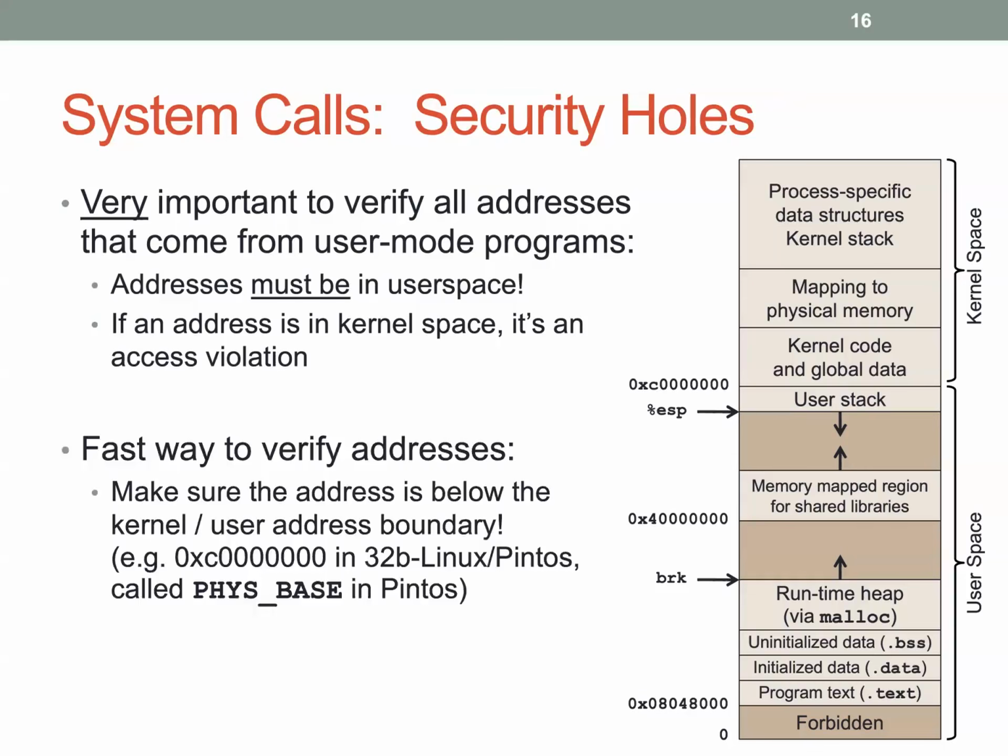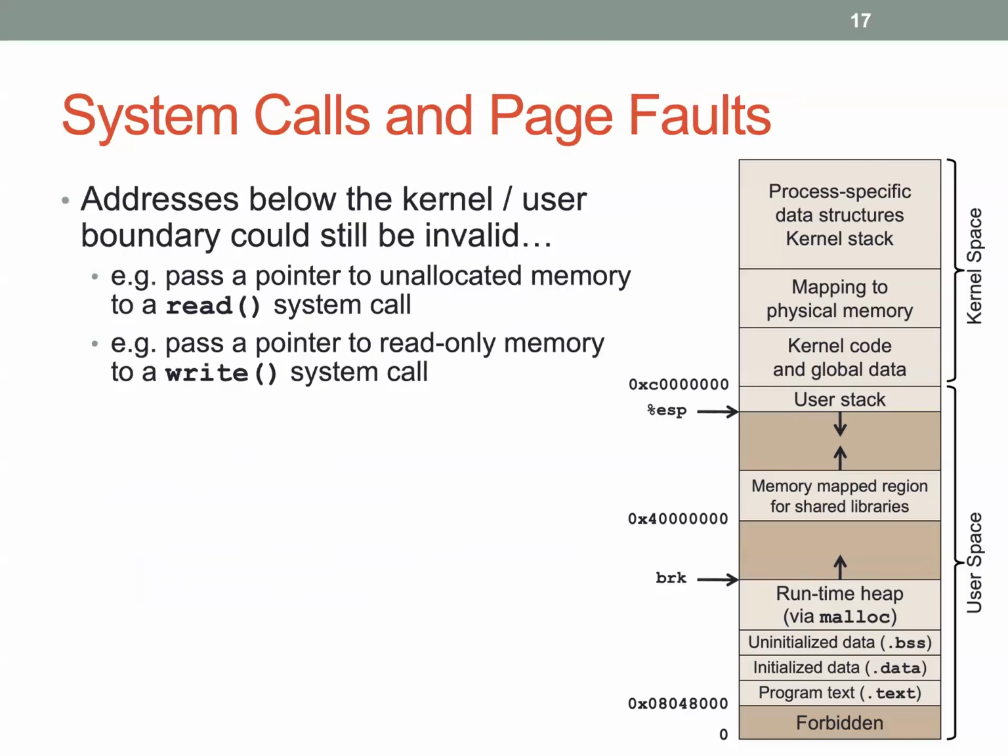So the easy and fast way to verify addresses is just to say, is it below this user kernel space boundary? And in Pintos, it has a name, and you should use the name and not the number. The assignment write-up is really clear about this. But if the address is below PHYS_BASE, then that's your first step of checking. If it's PHYS_BASE or higher, it is not trustworthy, and the service routine should go ahead and carry out the appropriate error behavior in that situation. Okay, so that's the first thing.